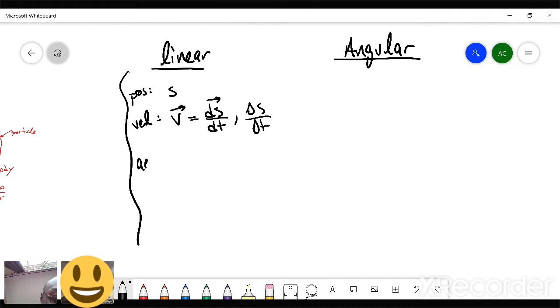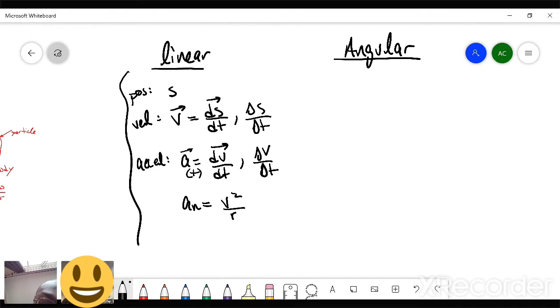Then you have acceleration, the change in that. Acceleration is equal to the derivative of V, which you could write as delta V over delta T if you don't need to use calculus. But then, of course, that could be tangential or that could be normal. So I always like to put the normal. If you're working on circular motion, normal tangential, then the normal would be V squared over R, and that's just it. So that's all of that.